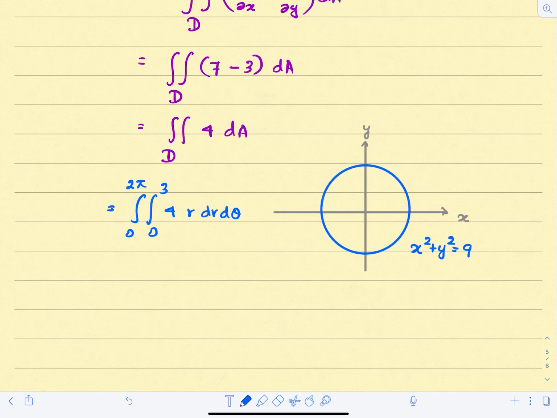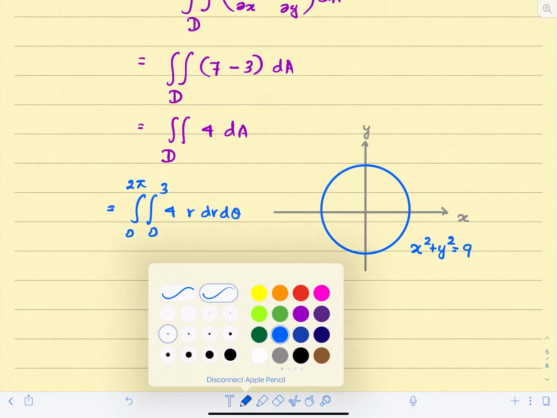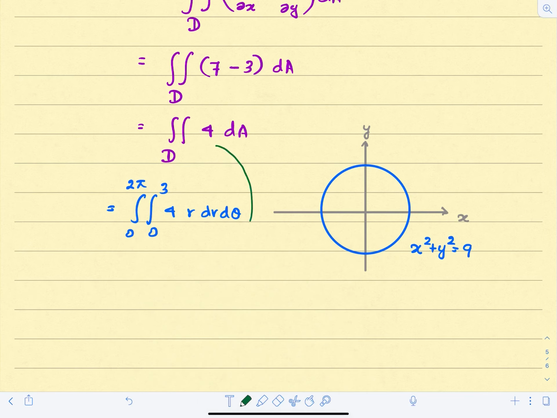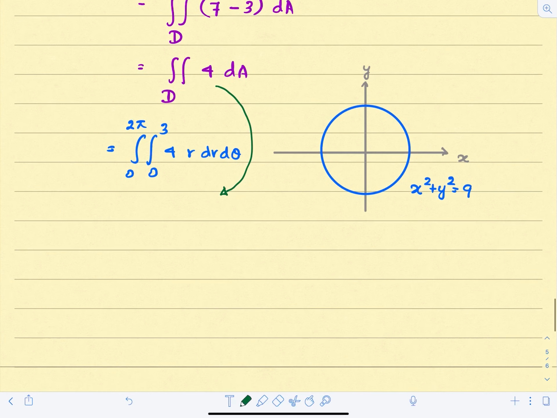Now I hope you all could solve this, but here is a shortcut way to solve this specific double integral. Think about this double integral. If you factor out 4, then basically you have 4 times the double integral of 1 dA over the domain D. The domain D is this.